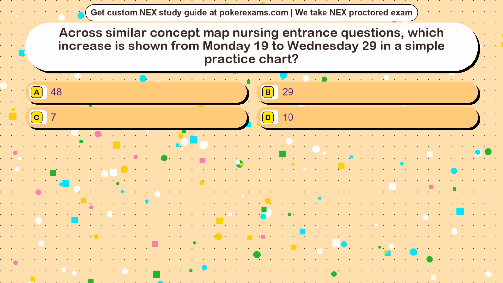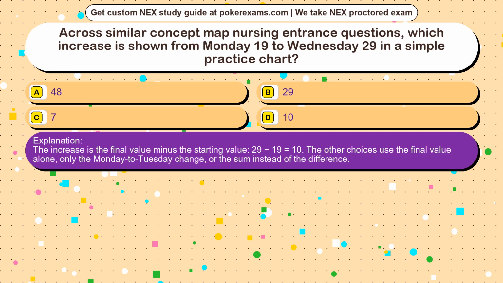The correct answer is option. The increase is the final value minus the starting value, 29 minus 19 equals 10. The other choices use the final value alone, only the Monday to Tuesday change, or the sum instead of the difference.